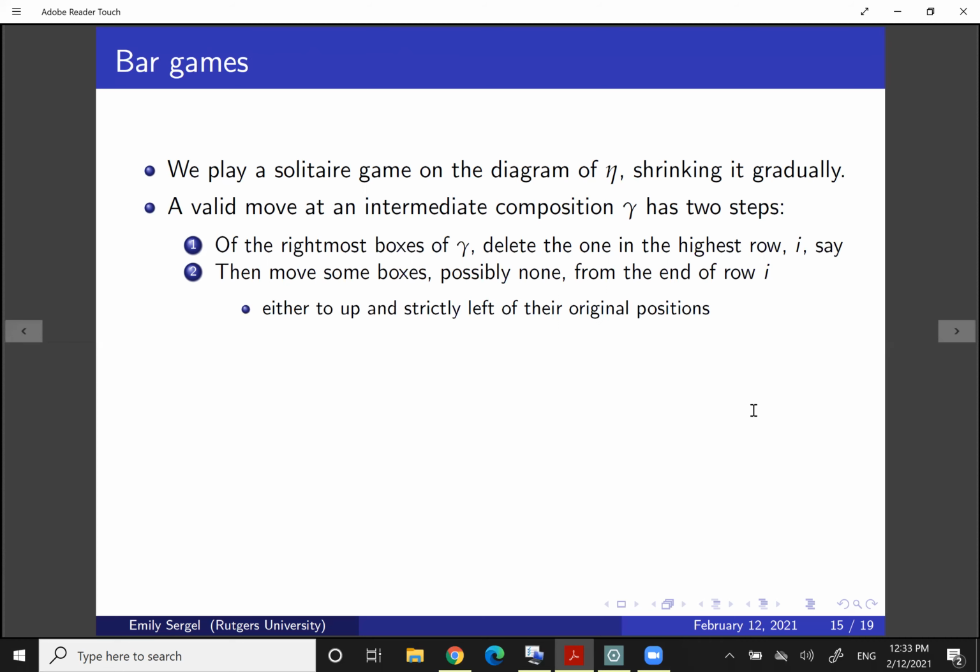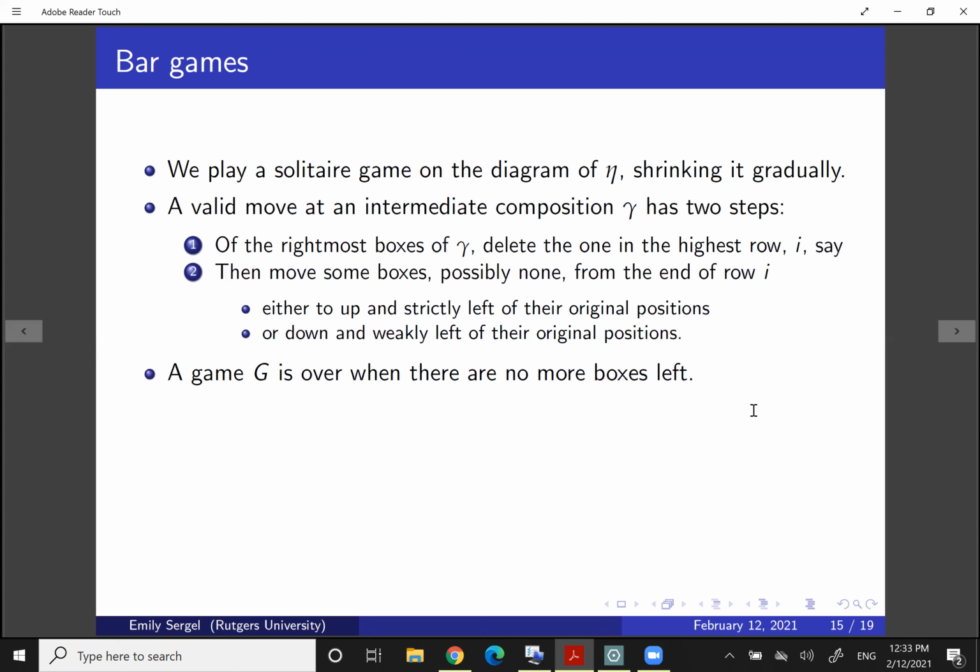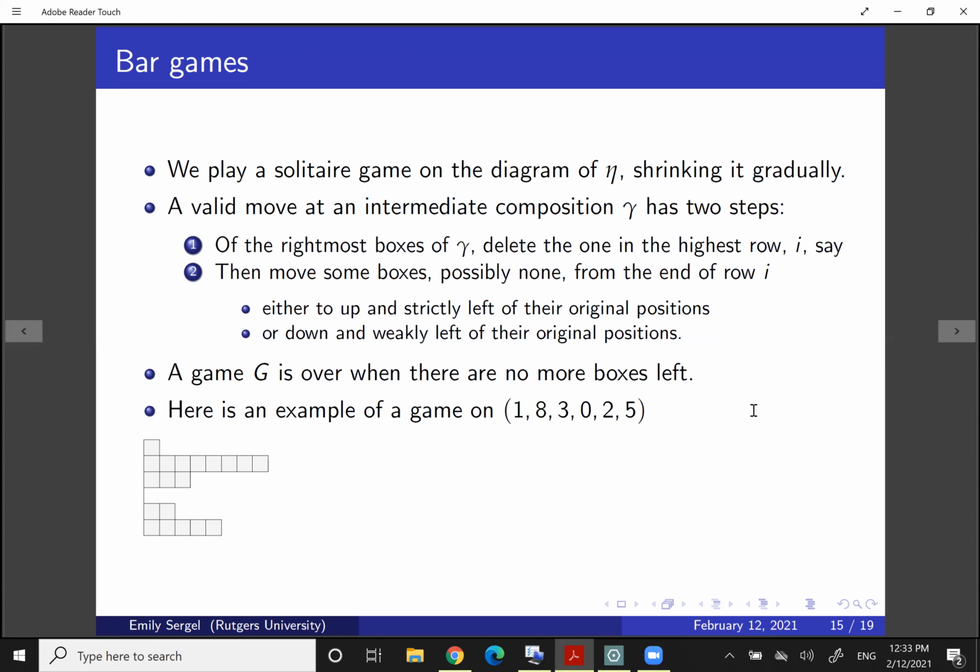I have to do this in a way that either moves them up and strictly to the left, or down and weakly to the left. So I can move it left or I can move it straight down and make a new composition shape. So this is easier to see with examples. So I just keep doing this until I run out of boxes. And a game then looks like this. I start out with a shape, let's say 183025, and I draw this picture of it. And now I look for the rightmost box.